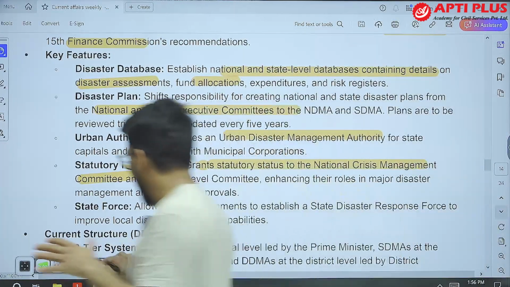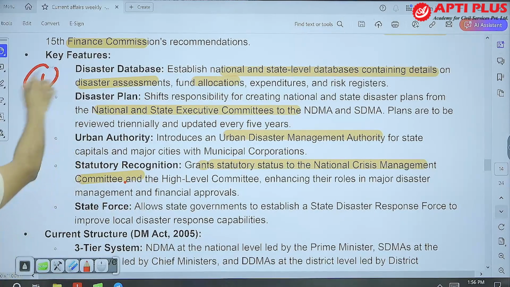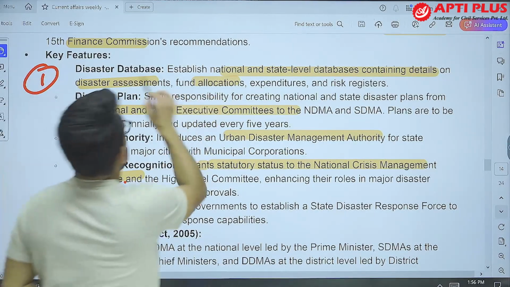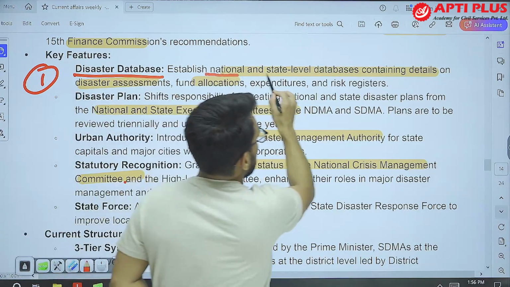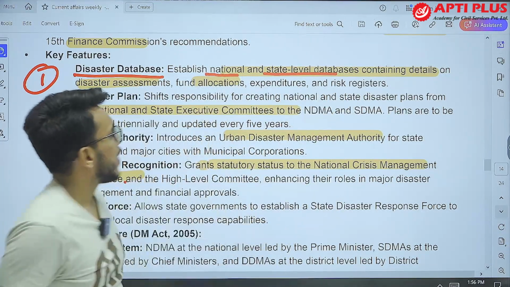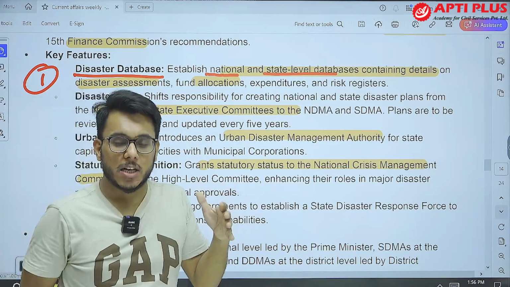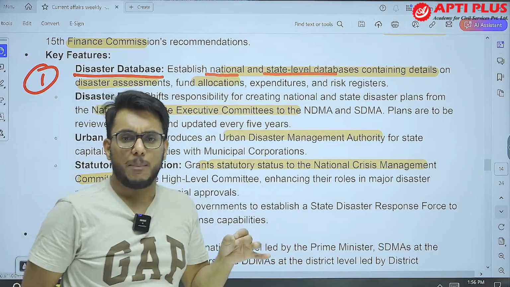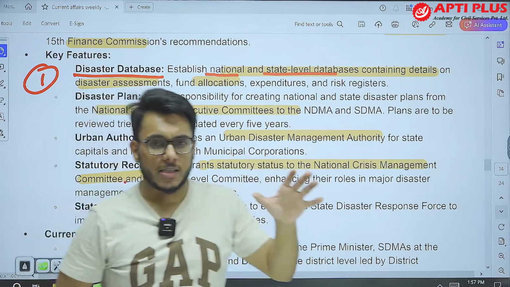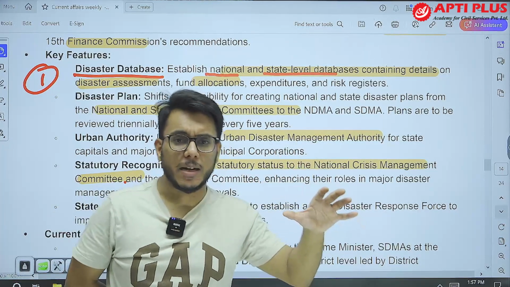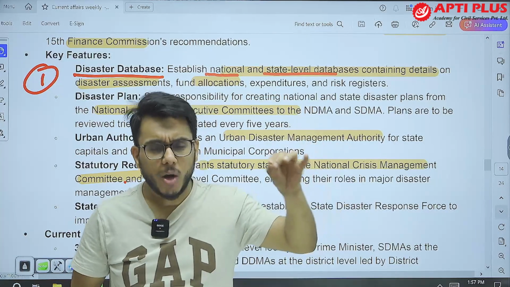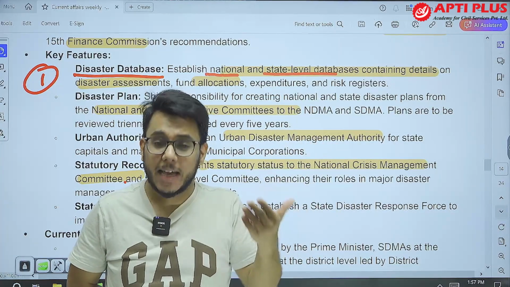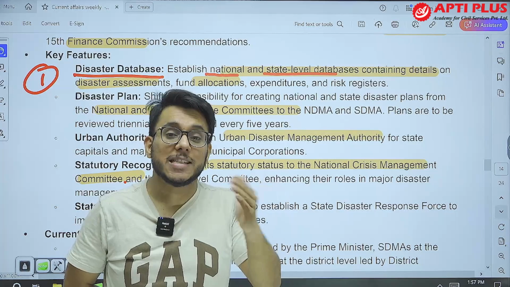Now, what are the other features? Number one, there will be a disaster database that will be created. So there will be a national as well as a state level database. These state level and national databases will have meticulous details with respect to the disaster, the vulnerability that occurred, and the impact of that disaster. So that can be an important thing for evidence-based decision making.